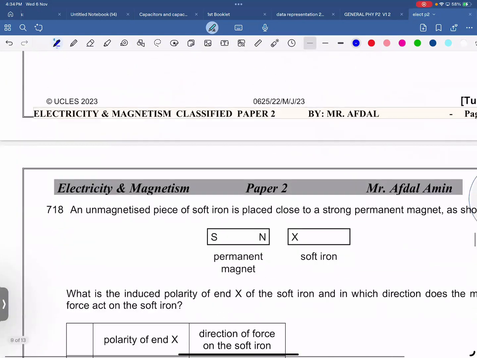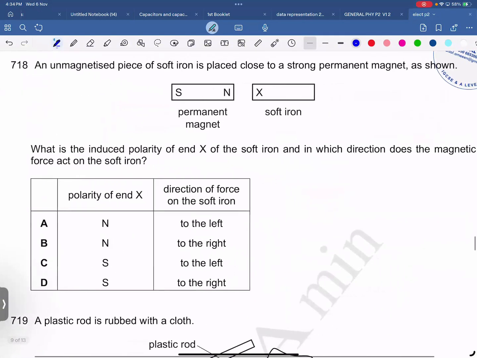Question number 18. An unmagnetized piece of soft iron is placed close to a strong permanent magnet. You know the permanent magnets, they will attract the iron.